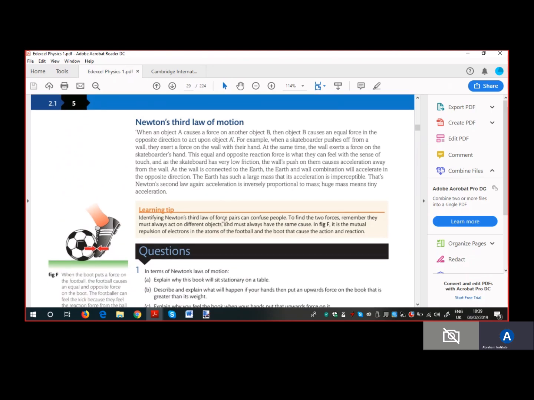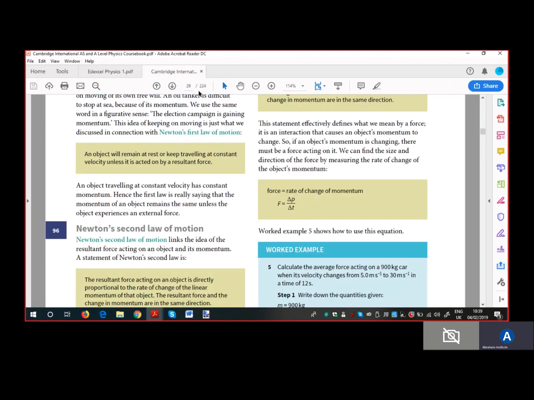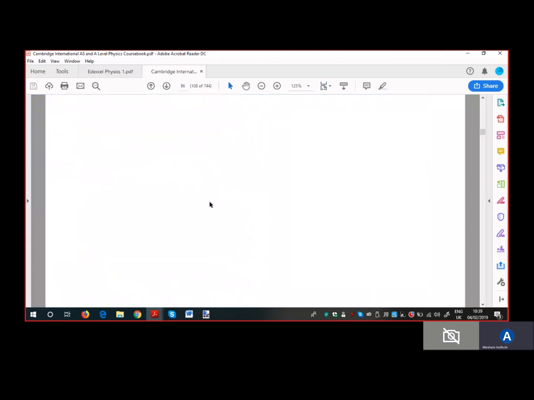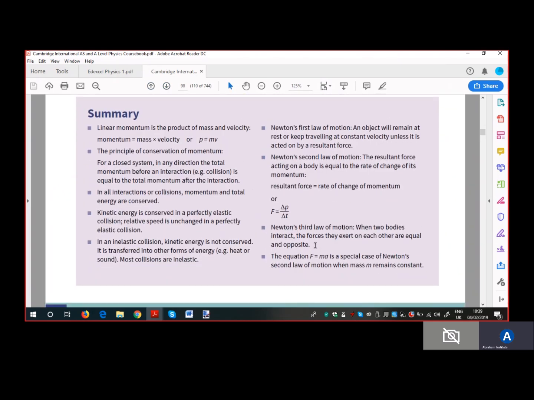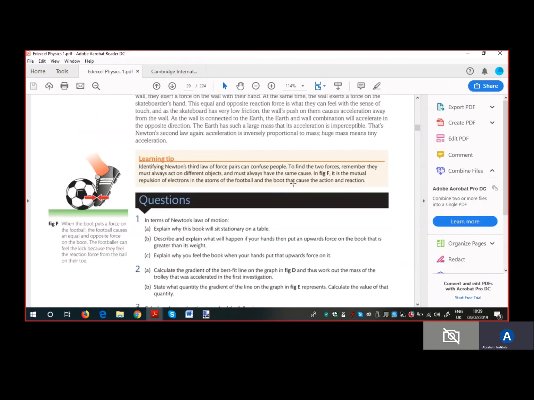Okay, then the last one is Newton's third law. Again I will use this book. There is a very nice definition. Okay, that page is missing. So I'll tell you what the definition is. Okay, here it is. Yeah, Newton's third law, it's here. Newton's third law of motion: when two bodies interact, the forces they exert on each other are equal and opposite. That is Newton's third law.